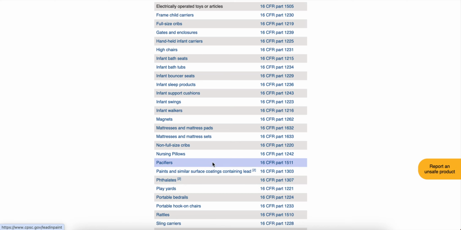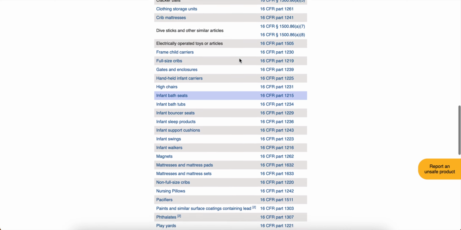Okay? Now what this means is that your product could be subject to more than one of these. Imagine a high chair containing a magnet, and you still have to do the phthalate testing. So you can have more than one to take into consideration. That's very often the case.